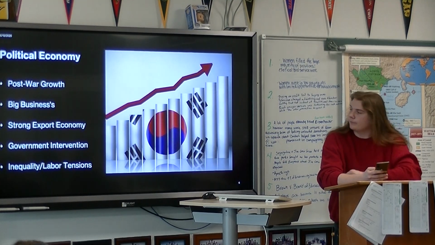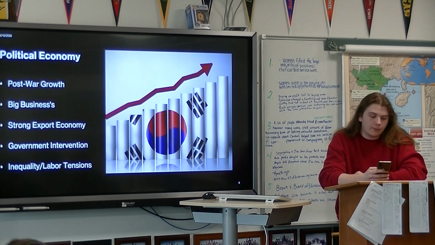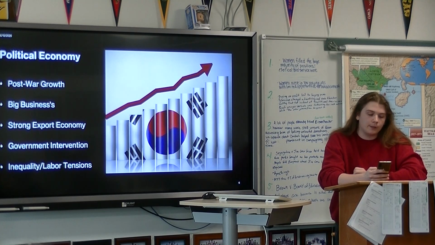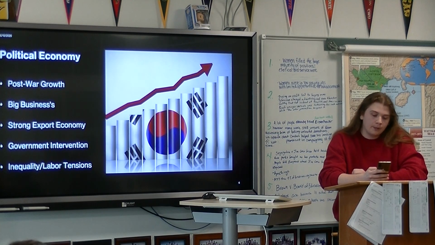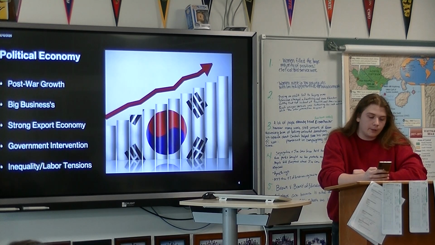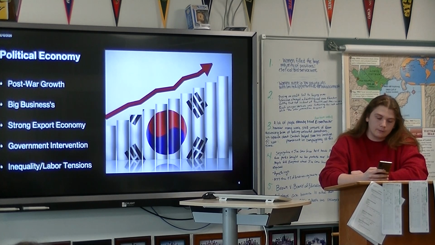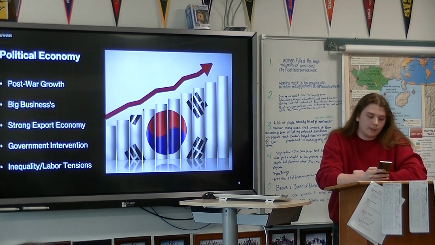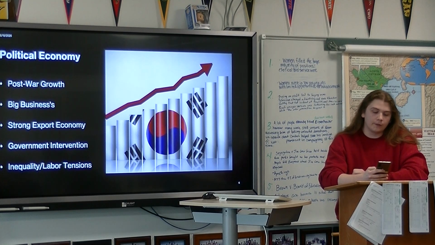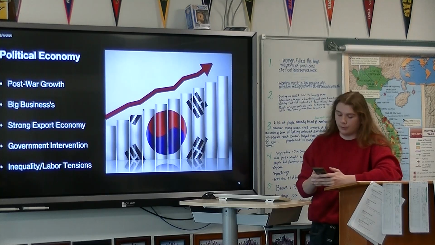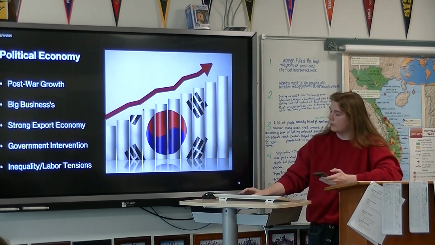Government intervention. The South Korean government supports industries with policies, subsidies, and research investments, especially in tech and green energy, to stay competitive in the global market. And then inequality and labor tension. South Korea still faces income inequality and job insecurity. Labor unions are frequently pushing for better wages and working conditions, which causes tension between workers, companies, and the government.